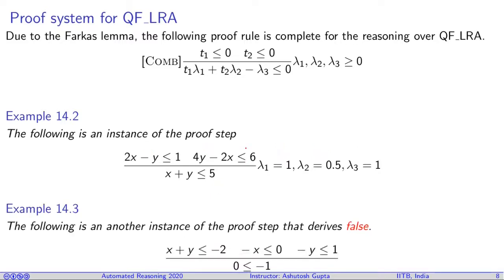Similarly, you can derive contradictions by applying this same technique on three different linear inequalities. You take their linear combinations and derive the contradiction. The contradiction is represented like this. When you say 0 is less than or equal to -1, this is clearly a false statement.